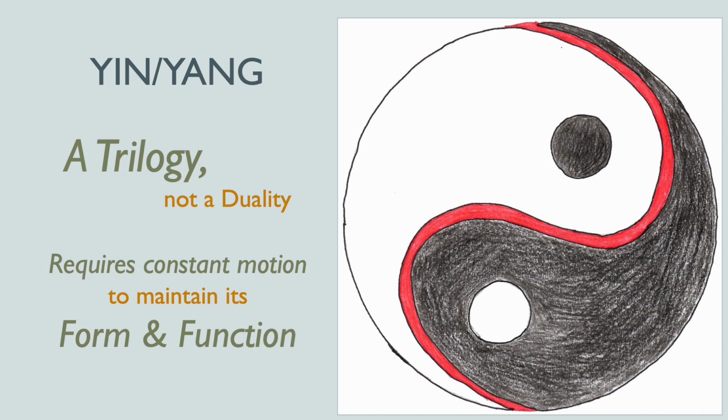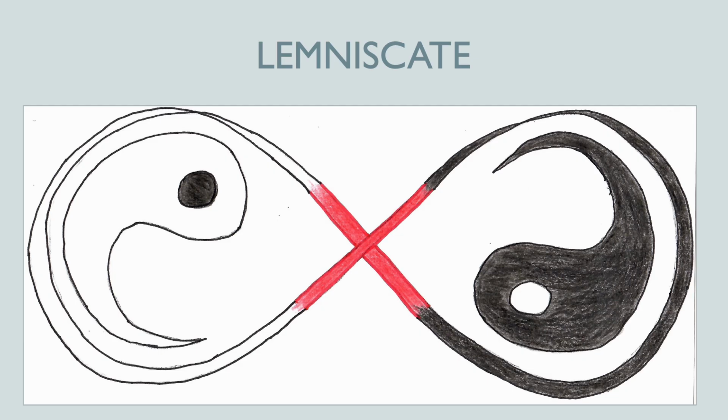This reminds me of my other favorite trilogy, the lemniscate. The lemniscate is much more than a figure eight. It is a three-dimensional figure eight in motion. The dynamic movement around each pole creates the emergence of a third entity at the inflection point between the two. The interplay of the lemniscate can be found in every interaction and relationship in the world around us.